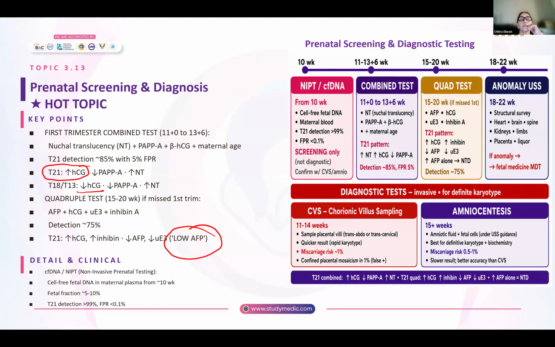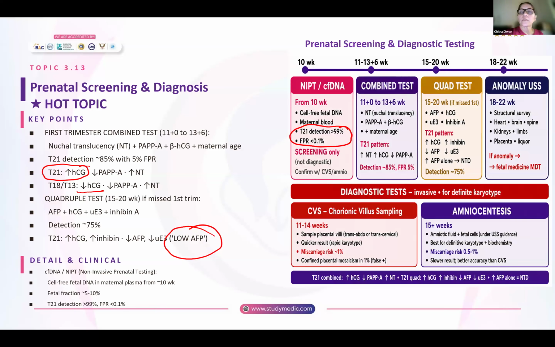The detection for trisomy 21 or Down is about 99%. It is very accurate, with a false positive of only 0.1. But again, an important thing to remember is that cell-free fetal DNA or NIPT is not diagnostic. It is only a screening test. And if NIPT shows a high risk of trisomy 21, you have to offer the mother a diagnostic test or an invasive test in the form of either an amniocentesis or a chorionic villus biopsy.